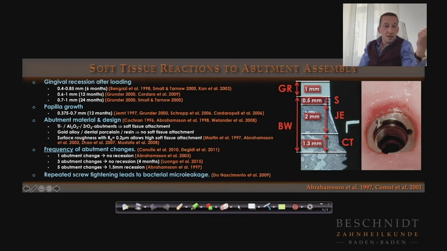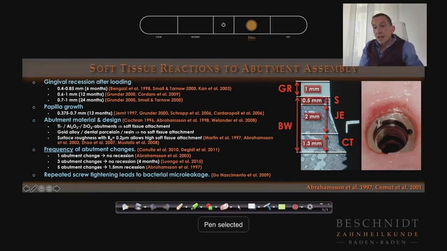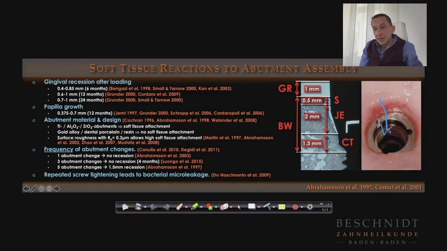And the repeated screw tightening leads again to bacterial leakage into the implant surface on the inner side. And if we have bacteria in the implant, we have a bacterial growth in the implant, and this bacteria later on may come out again.